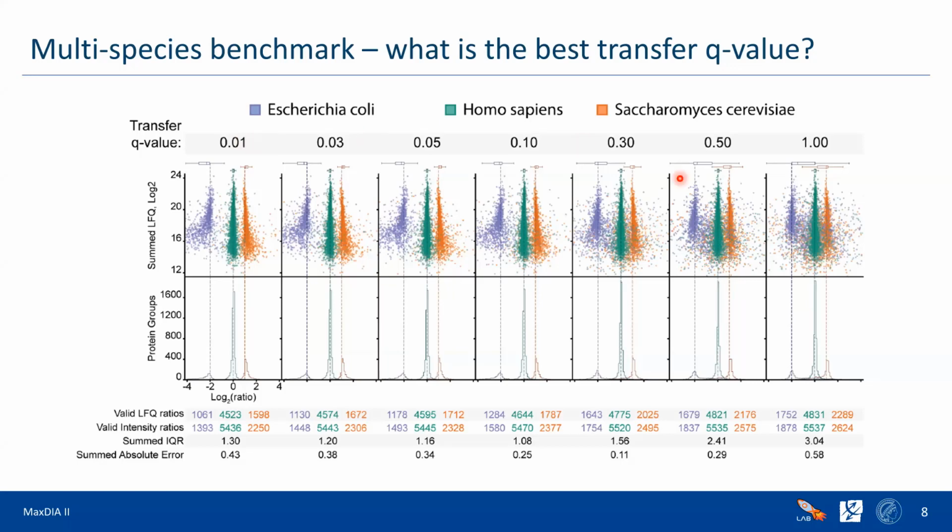And we found out that 0.3 actually shows the best sum of absolute error. It shows a really good number of valid LFQ ratios. And we decided to take it and follow with all the rest of the quantification testing with this value 0.3.